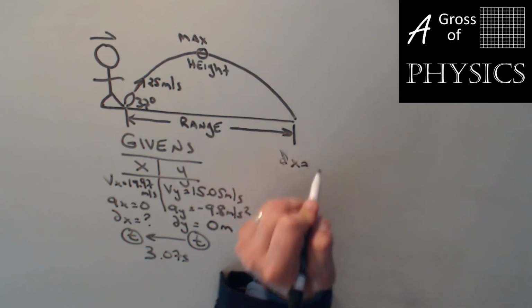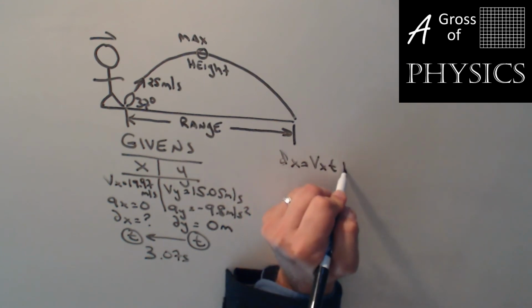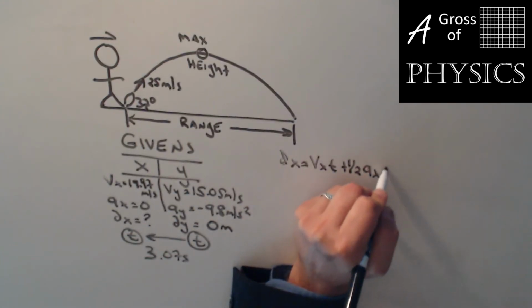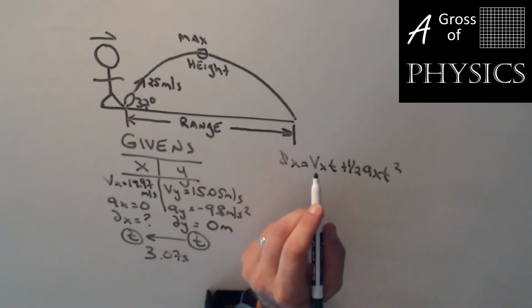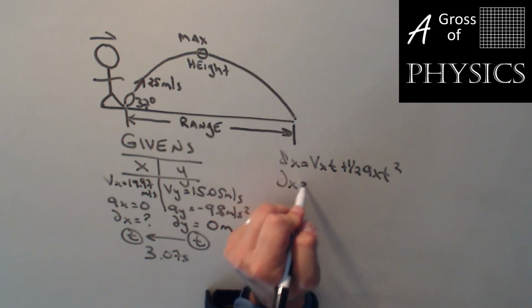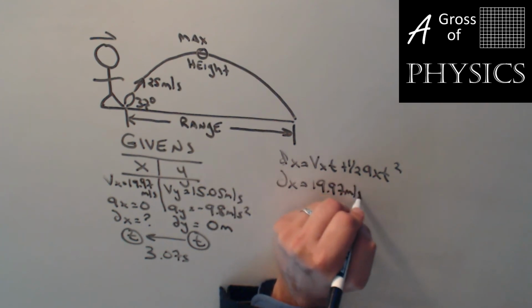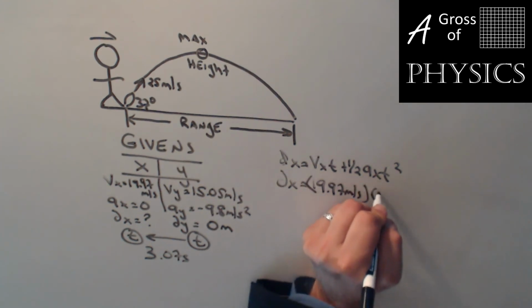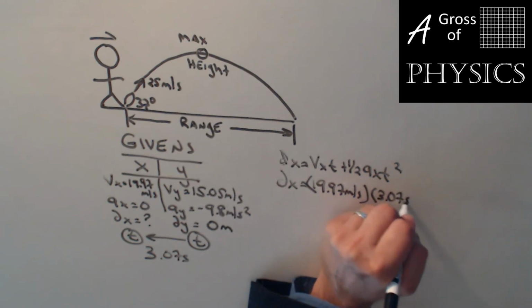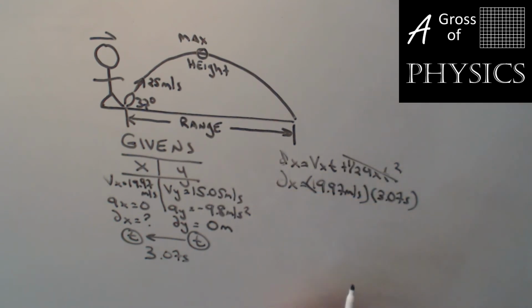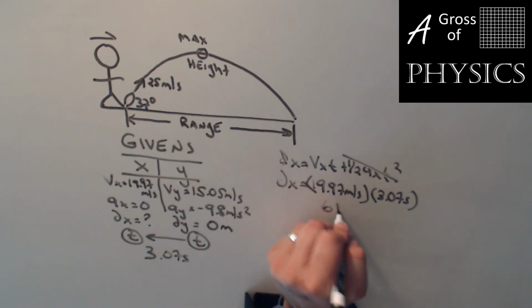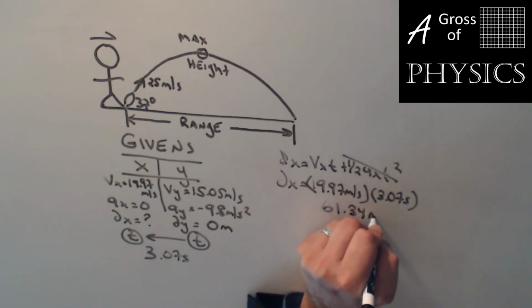dx equals vxt plus 1/2 axt squared. We're looking for the range, so we're looking for dx equals 19.97 meters per second times 3.07 seconds, and then this second term cancels out. 19.97 times, still in my calculator, second answer, I get 61.34 meters.